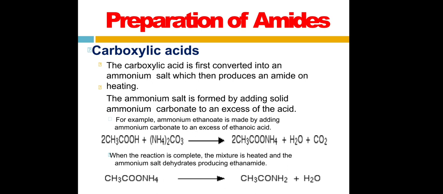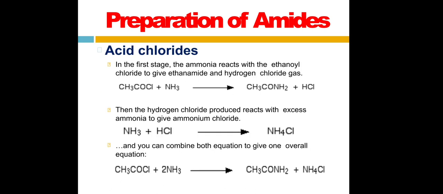For example, ammonium ethanoate is made by adding ammonium carbonate to an excess of ethanoic acid. When the reaction is complete, the mixture is heated and the ammonium salt dehydrates, producing ethanamide.